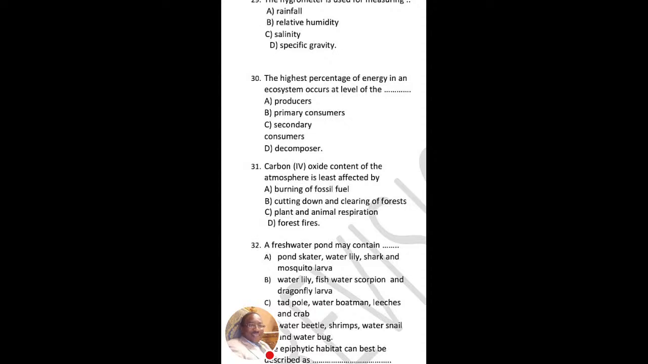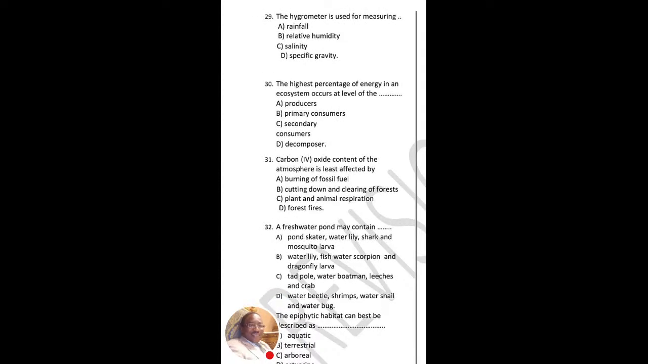Number 31, carbon dioxide content of the atmosphere is least affected by A, burning of fossil fuel, B, cutting down and clearing of forests, C, plant and animal respiration, D, forest fire. Will burning of fossil fuel least affect carbon dioxide content? No, rather it will increase it. That is not going to be part of the answer.